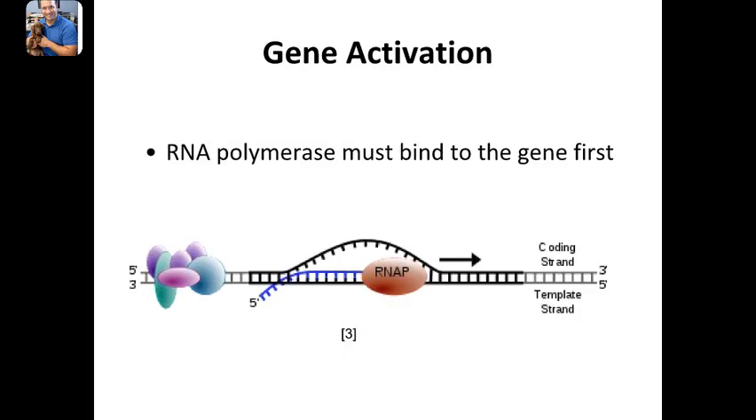Gene activation occurs when an enzyme called RNA polymerase, remember enzymes usually end with -ACE or -ASE, binds to the gene first. So that's the first step. In order for a gene to be activated, the enzyme RNA polymerase functions to start things up. And this is an illustration of RNA polymerase right here. So that steps in, then the gene can be activated.